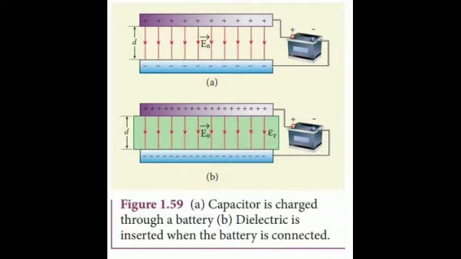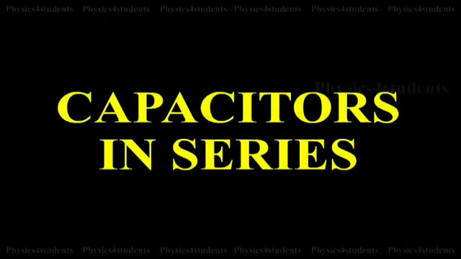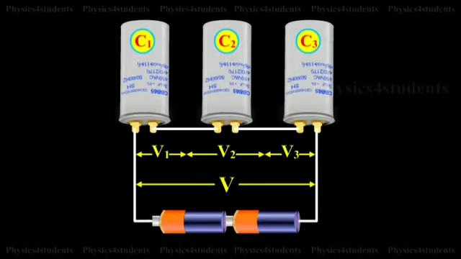Due to this increased charge, the capacitance is also increased. The new capacitance is C equal to Q by V0, equal to epsilon R Q0 by V0, equal to epsilon R C0. The next topic, capacitors in series. Consider three capacitors of capacitance C1, C2, C3 connected in series with a battery of voltage V.